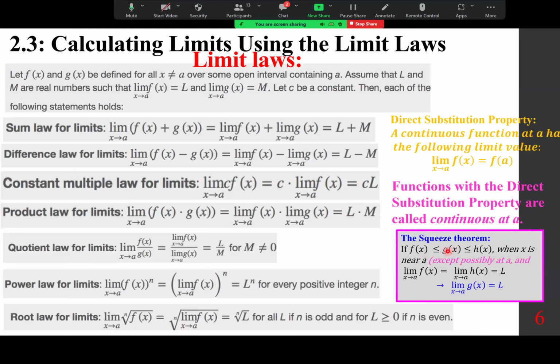if the g function is between f and h, so f of x is less than or equal to g of x, less than or equal to h of x, so g is some function that is between the two when x is near a, except possibly at a. It doesn't matter what happens at a, okay? We are interested near a. So the limit of f of x, the left side, as x approaches a, is the limit of h of x, the right side, as x approaches a. Therefore, the limit of the function in between, the limit of g of x as x approaches a, must be the same, namely L. Okay, that's important to understand.